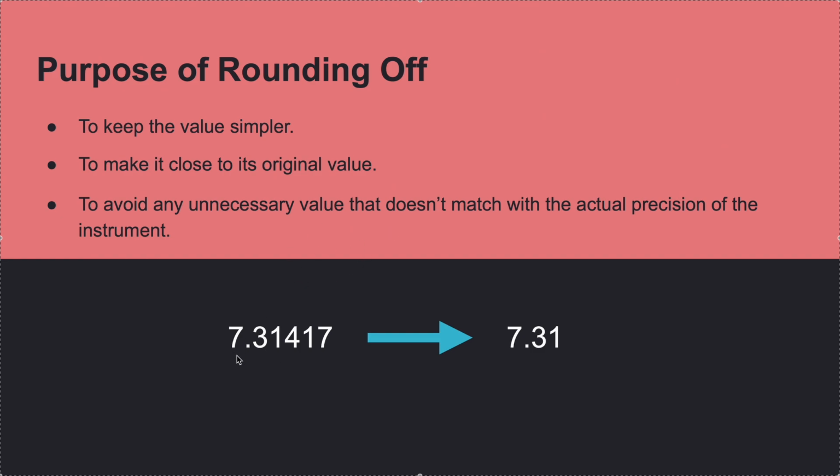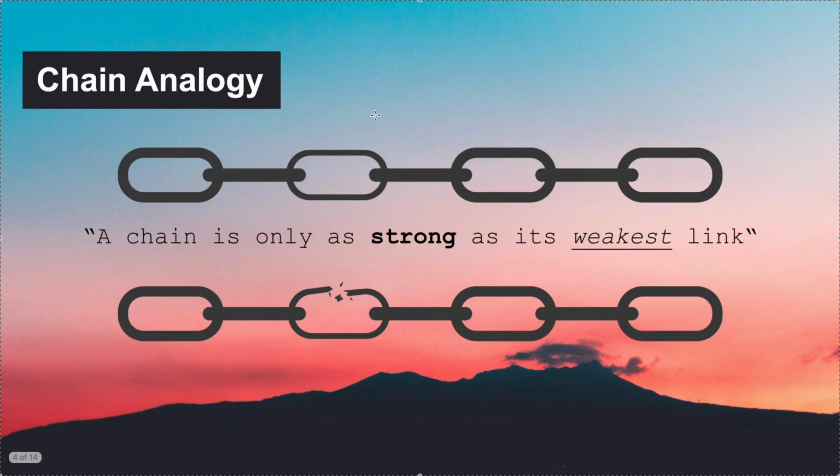So here we have our value, 7.31417, which, if we round off the digits, becomes 7.31. It just depends on how many significant figures we are required to have. Here we need only three significant figures, so we have to round this value off into only three significant figures.